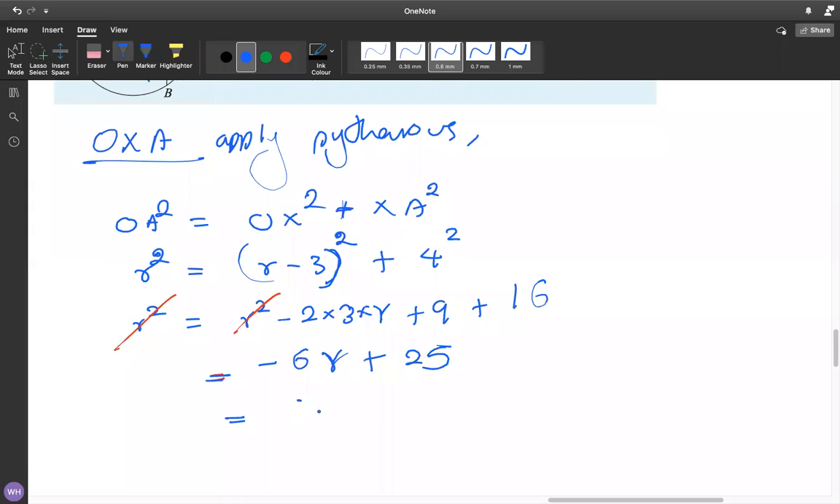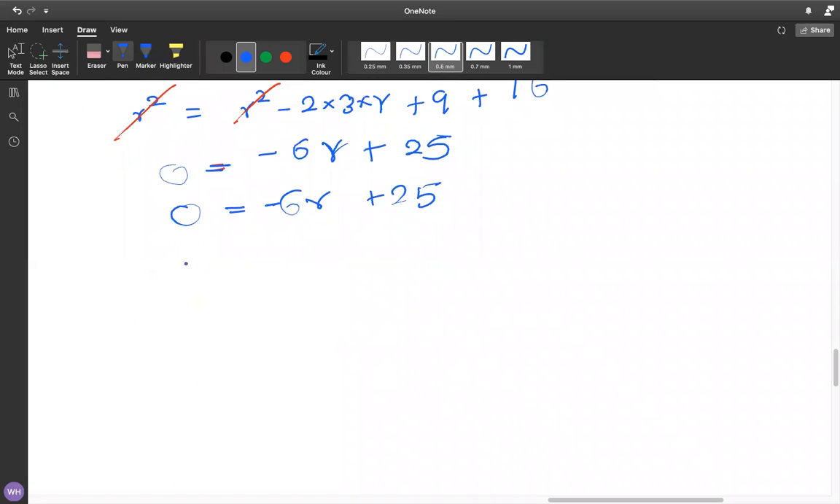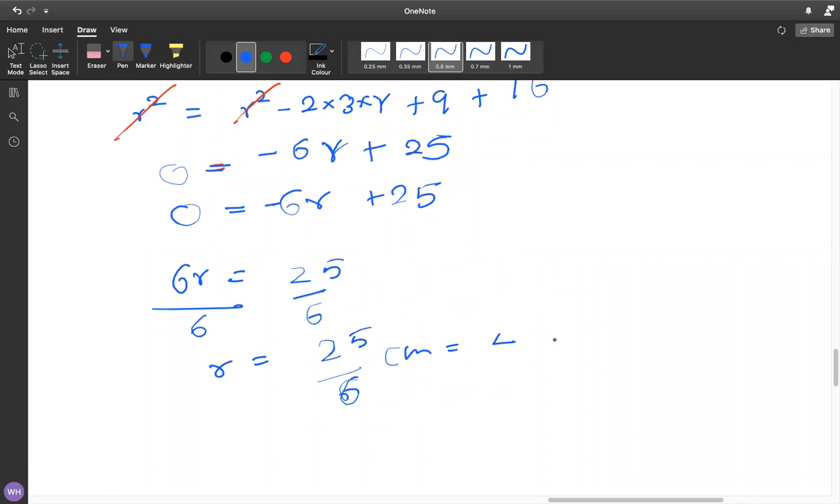So minus 6R plus 25 equals 0. Moving to this side, 6R will be equal to 25. I'm bothered why it is not divisible anyhow. R will be equal to 25 upon 6 centimeters. If you wish, you can write 4 and 1 upon 6 centimeters, or if you wish to convert it to decimals, you can write it.